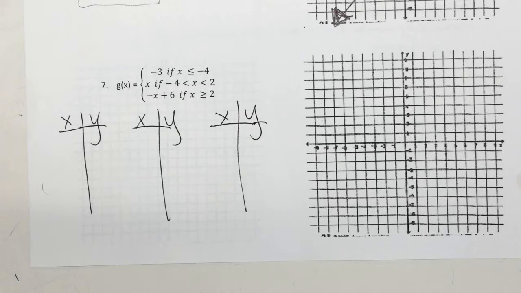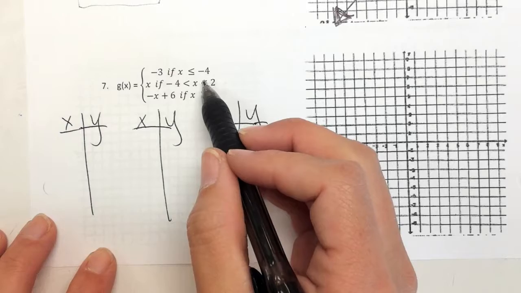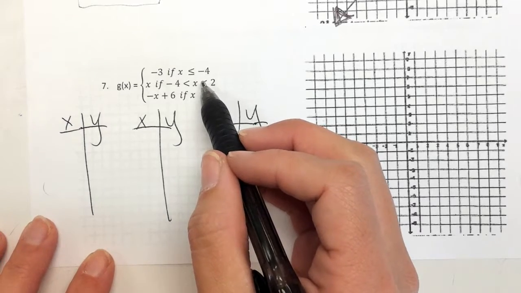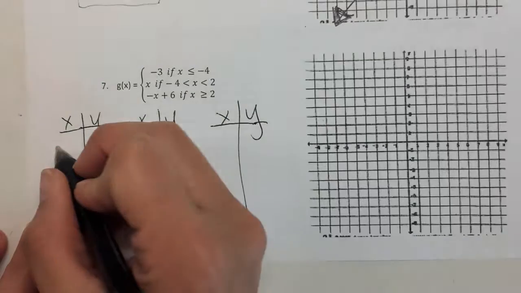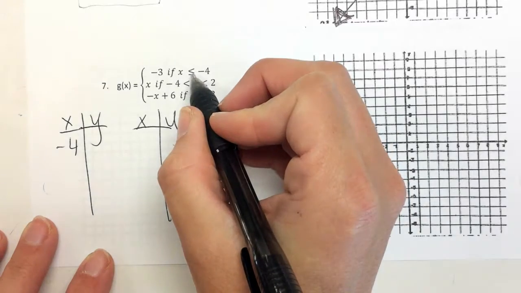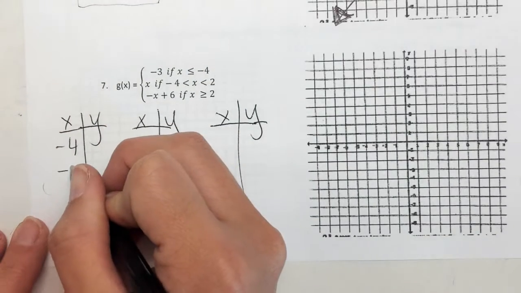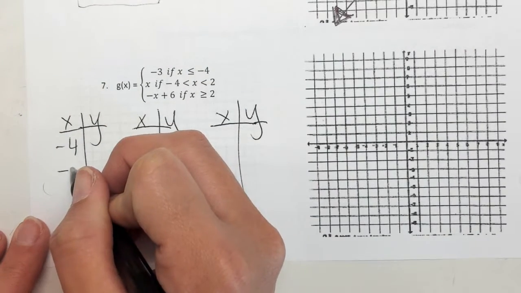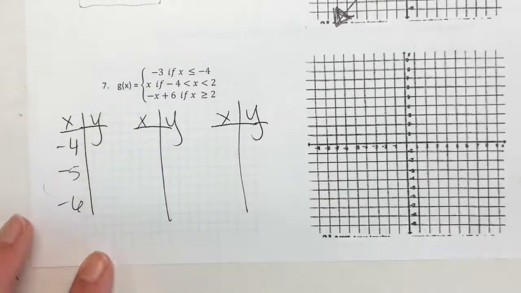Alright, Colby. For this first piece, give me 3 x values that we're going to have to use. Start with this one always. And then I need 2 that are less than this. -3 is greater than -4. Good. So -5, -6. Good.